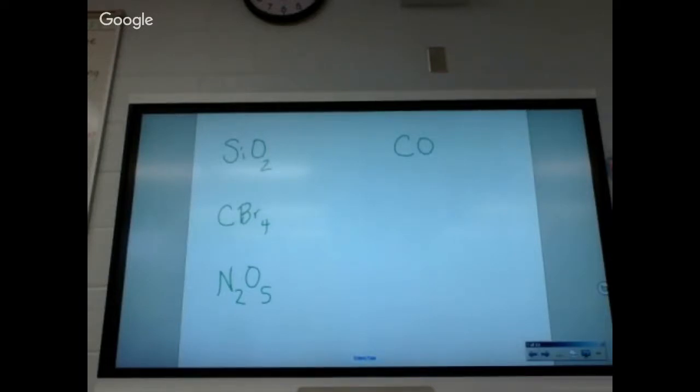Dinitrogen pentoxide. Good. And what about CO? Kylie, I haven't called on you, I don't think. Carbon dioxide. Needs a prefix on the O. Carbon monoxide, or you could say carbon monooxide. All right. Questions about that?